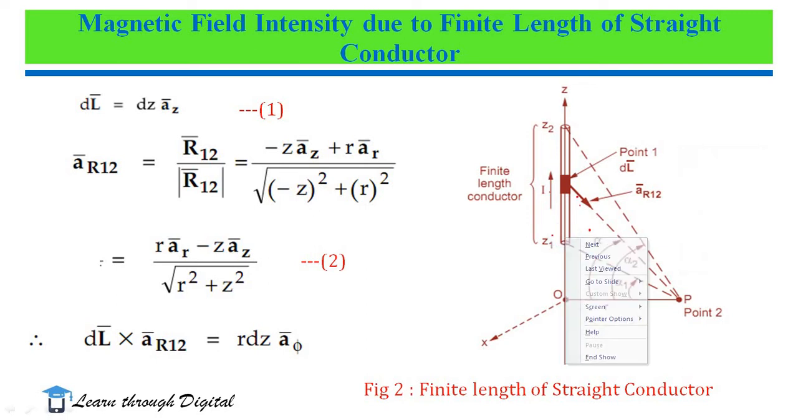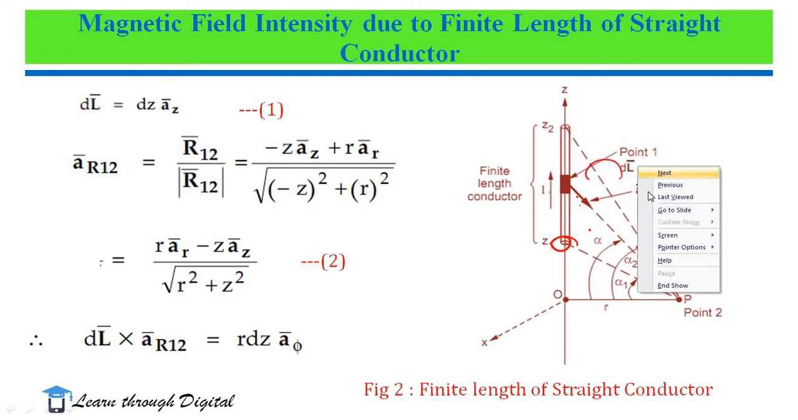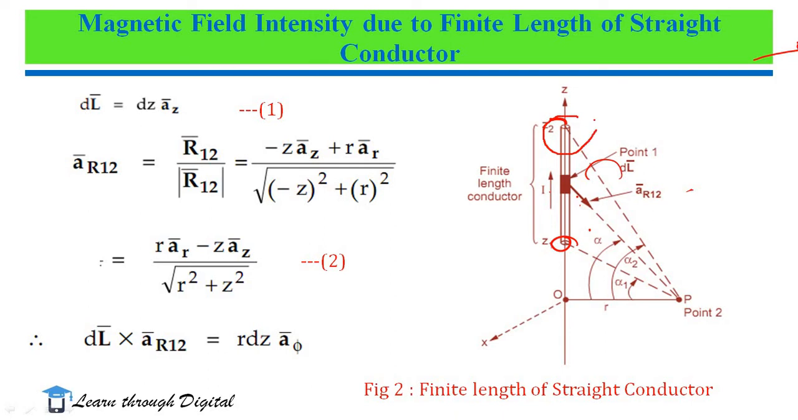We observe that the lower end of the conductor is Z1 and the upper end of the conductor is Z2. So now we consider the finite length of conductor, which is nothing but Z. Current I is flowing through the conductor and this is the point P. We are going to determine the magnetic field intensity.